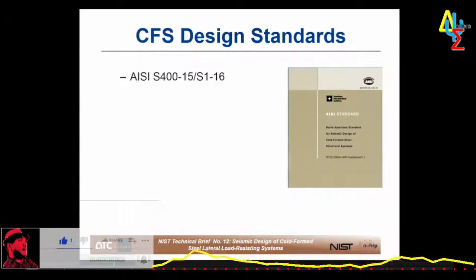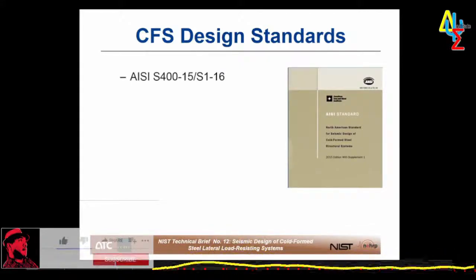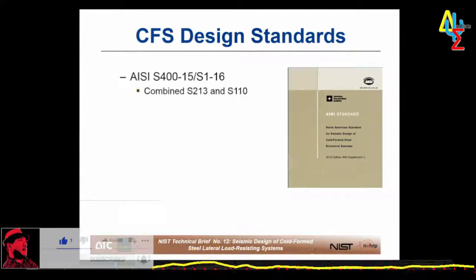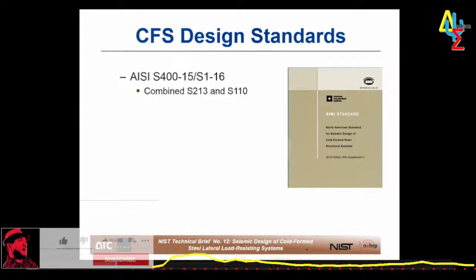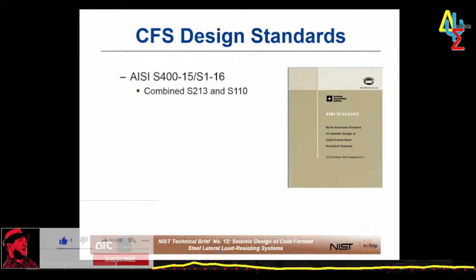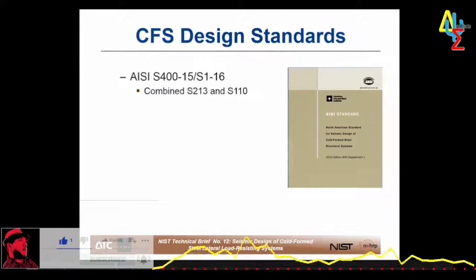So the AISI standard most relevant to technical brief TB12 is S400, the North American standard for seismic design of cold-formed steel structural systems. TB12 happened to be based on S400-15 with supplement number 1, or S400-15/S1-16. So S400-15 combined the high seismic provisions of S213 and the special bolted moment provisions of AISI S110.